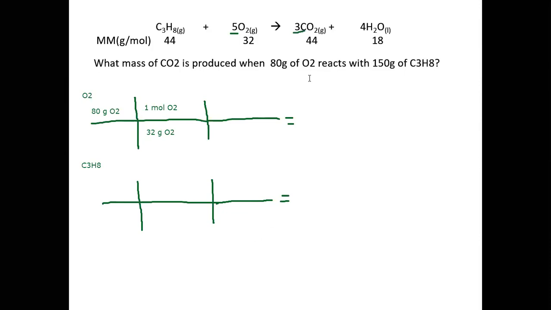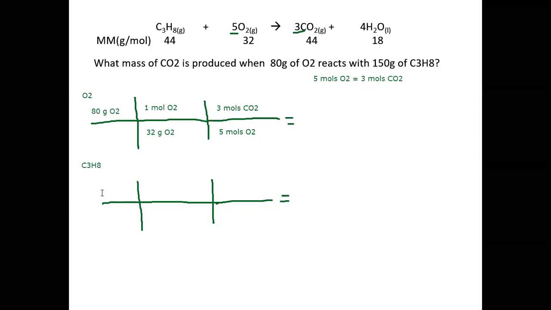So 5 moles of oxygen equals 3 moles of CO2. So the 5 moles goes on the bottom because it's oxygen. And the reason we know it goes on the bottom is that in the top left of this train track, O2 is on top. So in the mole ratio, O2 has to be on the bottom. And then we have 3 moles CO2.